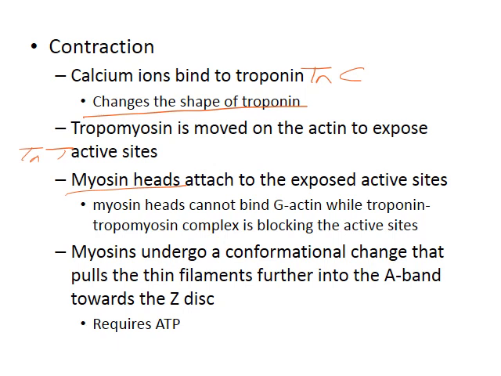Now, the myosin heads cannot bind the actin while the troponin-tropomyosin complex is there. So the only way for this to occur is through the release of calcium ions. Once this occurs, myosin is going to undergo a conformational change, which just means it's going to change shape, and it's going to pull those thin actin filaments further into the A band, so pull it closer towards the Z disc. And this is going to all require ATP to occur.